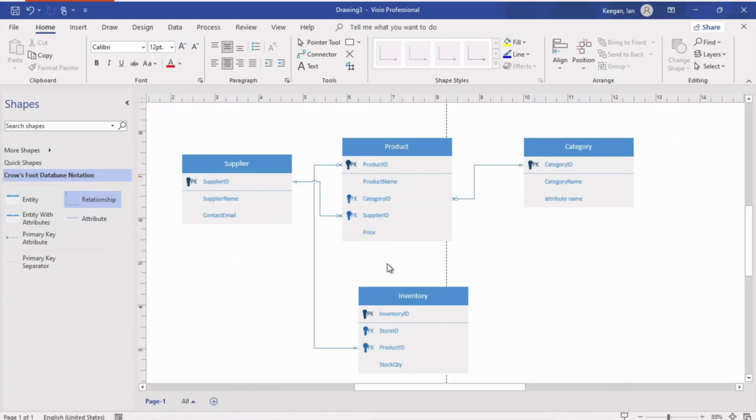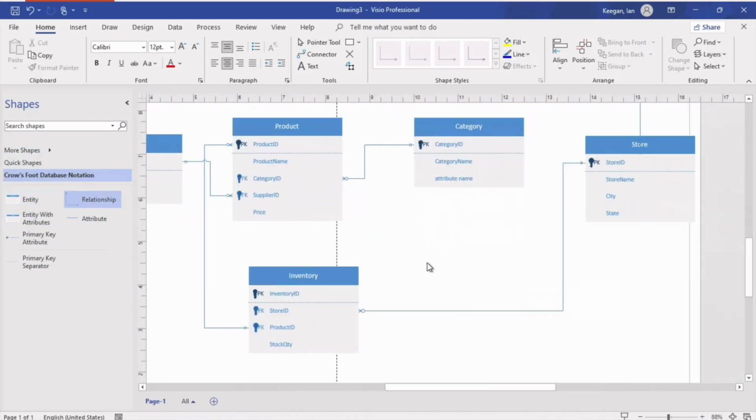And then product to inventory. With the product ID in inventory, we are showing that a product can be stocked in multiple stores, and the inventory is the quantity per store. And then store to inventory: the store ID in inventory shows that each store has many inventory records, like one per product stocked.